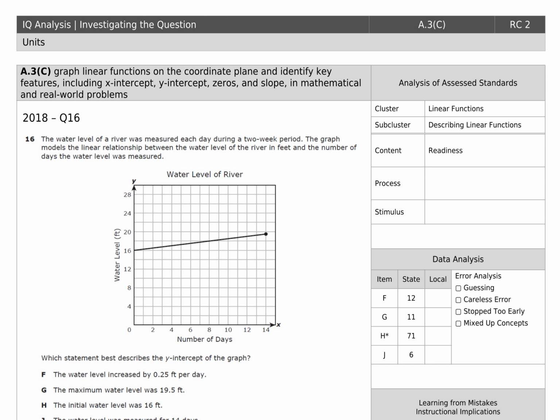All right, getting ready for STAAR, we have TEK A-3C, which is identifying key features. So let's take a look at this first question. It wants to know what the y-intercept is. Well, here's the y-axis. So where does our line intercept the y-axis? Right there at 16.